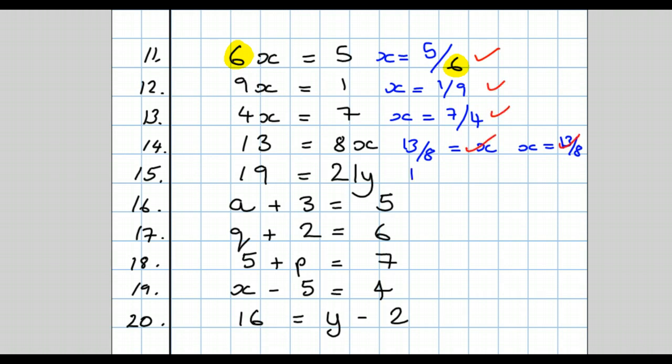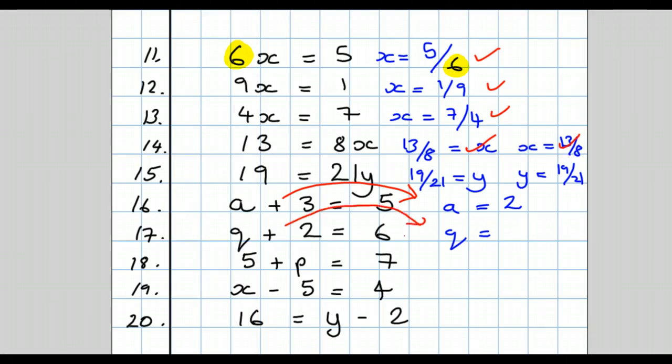Question 15, 19 over 21 is what Y is equal to. Right, question 16. Here we have to move some numbers. So for question 16, it's going to be A equals 5 take away 3, A equals 2. Question 17. Q equals, we're going to move the plus 2, so it becomes minus 2. Q equals 6 take away 2, Q equals 4.